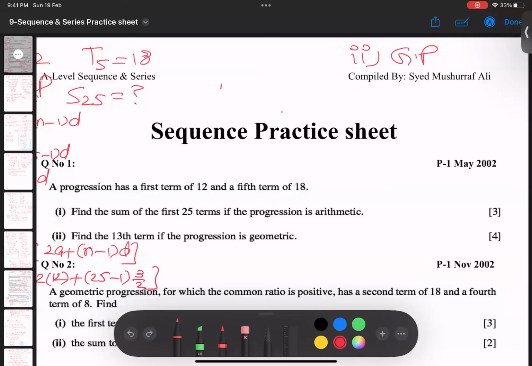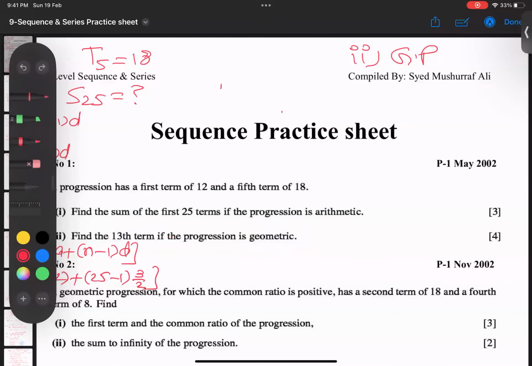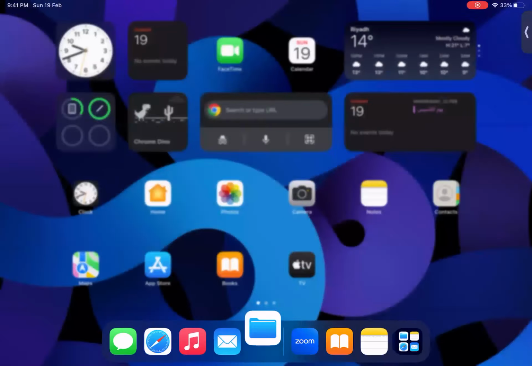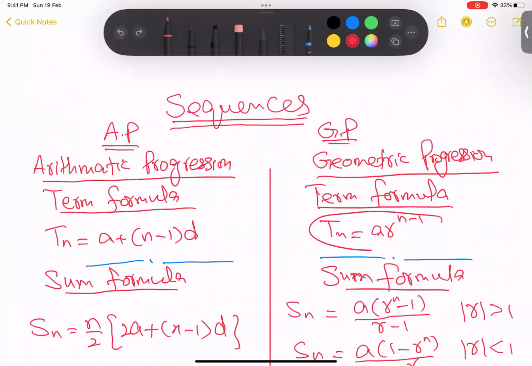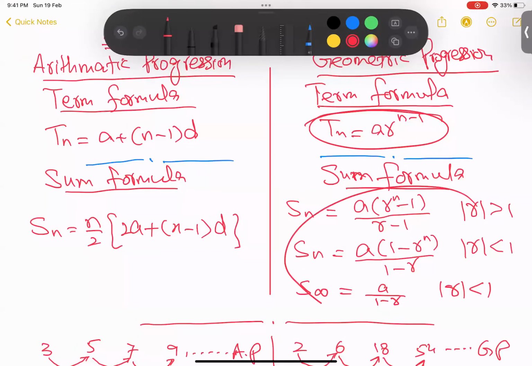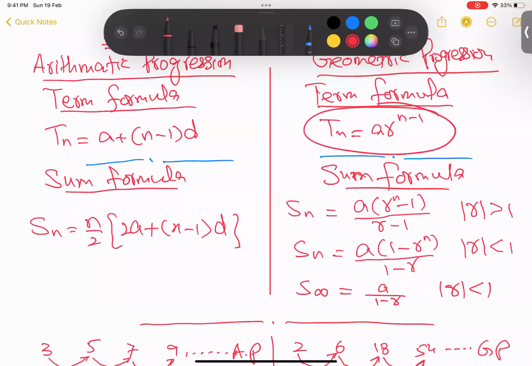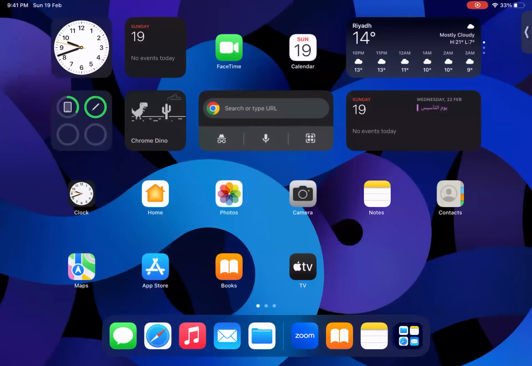Now I'm going for GP. Find the 13th term of a geometric progression. I repeat my words. I'm looking for the 13th term of the geometric progression. So what am I looking for? T13. This is my task. The examiner is asking for a term number, not the sum formula. Go back to the page. Sorry, this is the term formula, and these 3 are sum formulas. But I will not use a sum formula because he bound us to the term formula only. So let's start with the term formula.